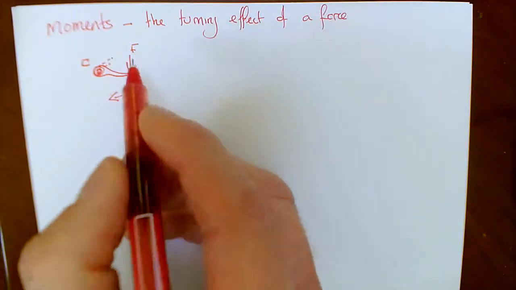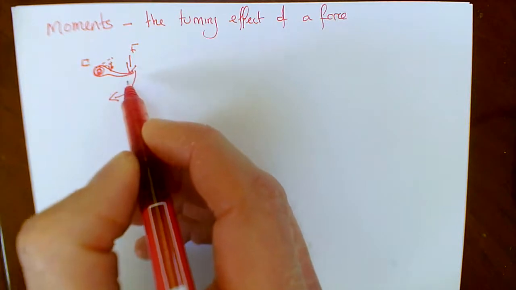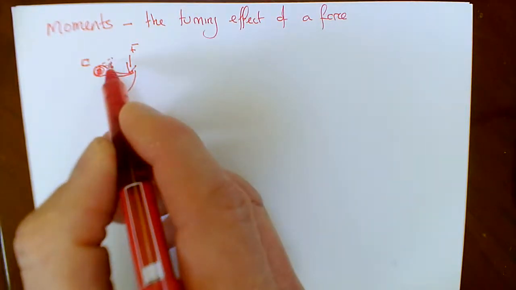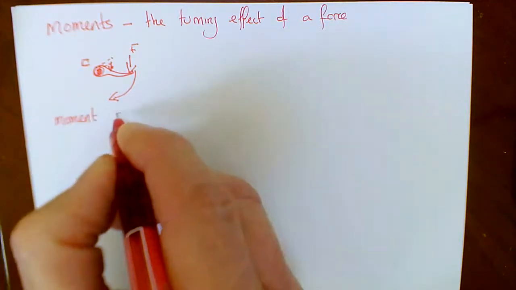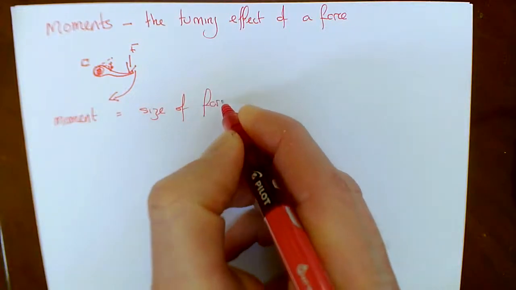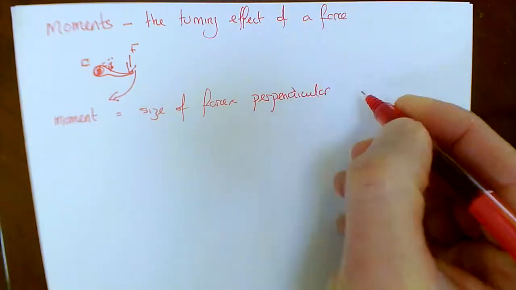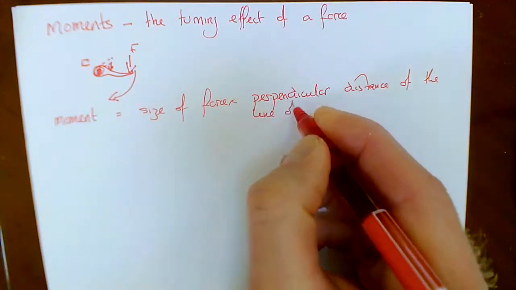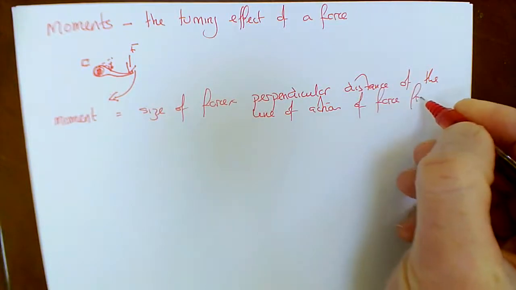Now you would know that if you try to turn the door handle here rather than here, it's much harder. So to get the same turning effect, bringing it closer to the axle here, you need a larger force. So the size of the moment is the size of the force times the perpendicular, I'll come back to that in a moment, distance of the line of action, I'll come back to that as well, of the force from the pivot.